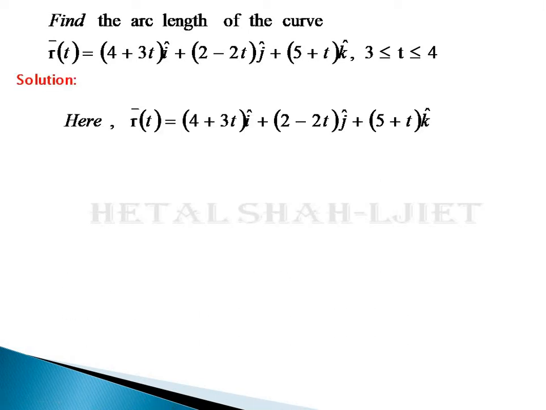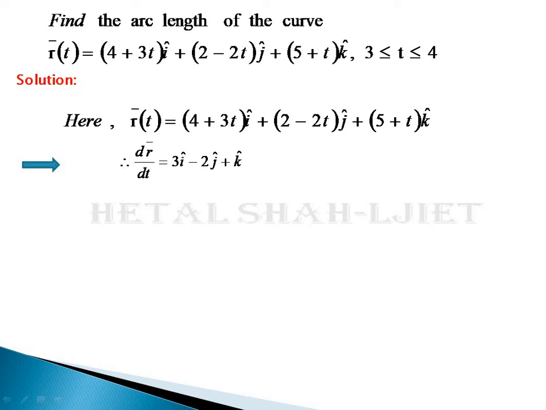This is our position vector. As you know, first we have to find the derivative of our position vector, that is dr by dt. Derivative with respect to t: here 4 is a constant term, so its derivative is 0. The derivative of 3t with respect to t is 3 i cap. Similarly, the derivative of 2 is 0. Now the derivative of 2t is 2, but here there is a minus sign, so minus 2 j cap, and the derivative of t is 1, so 1 into k cap. So this is the derivative of our position vector with respect to t.